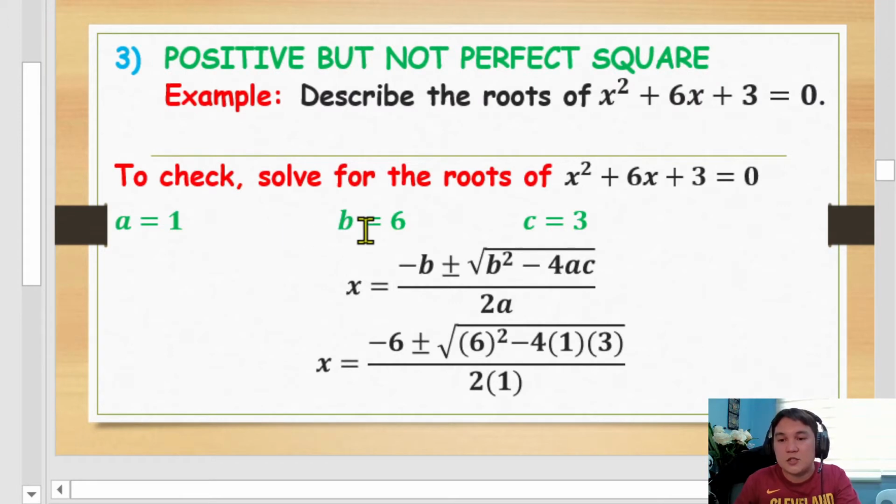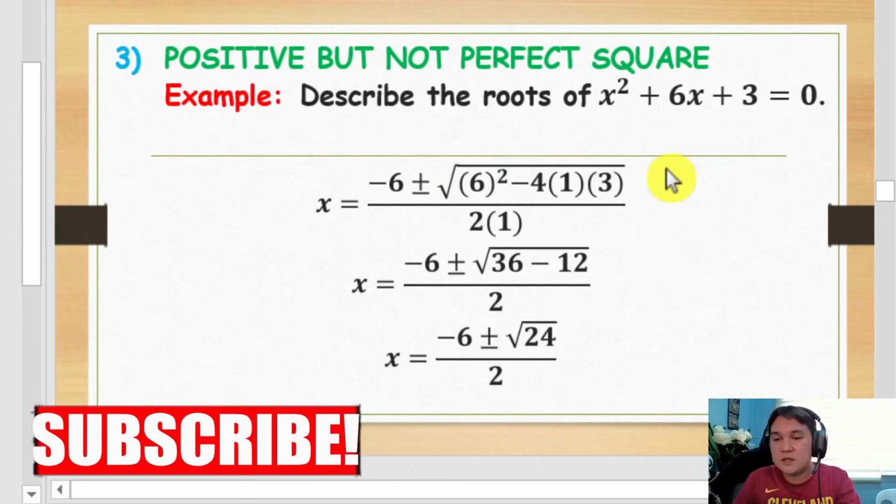To check, solve for the roots of x squared plus 6x plus 3 is equal to 0. Our a is equal to 1, b is equal to 6, c is equal to 3. We will use the quadratic formula. Again, the quadratic formula is x is equal to negative b plus minus square root of b squared minus 4ac all over 2a. Then we substitute the values of a, b, and c. Now we will have x is equal to negative 6 plus minus square root of 6 squared minus 4 times 1 times 3 all over 2 times 1.